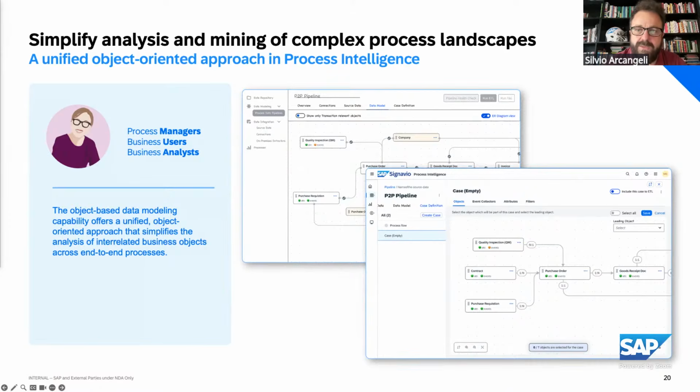So the possibility to model your entire landscape of business objects with the relationships between them, and then more easily and more flexibly define the cases for your process mining event logs out of the business objects that you have modeled. And that is step number one, of course, but we will have then additional steps to also have more flexible analysis and even get to caseless analysis in the future. So stay tuned also for that.